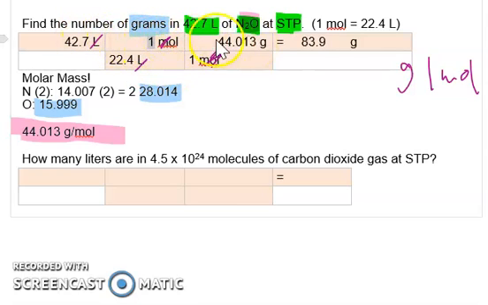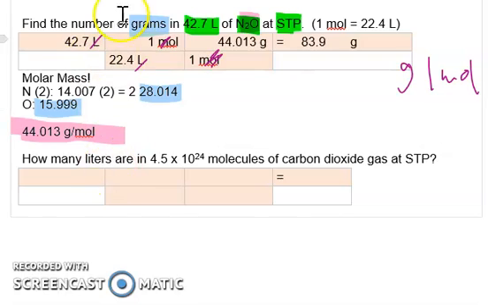If you're still thinking, well, why are you just ignoring the ones? Isn't this one next to each other and you should multiply them? Yes, you are absolutely correct. I am just ignoring the 1 because it won't change my answer. 42.7 times 1 is still 42.7. Times this number changes it. And then the same thing for the bottom. Why aren't you also dividing by 1? Because 1s don't change my answer. I can just ignore them. All right, so 42.7 times 44.013 divided by 22.4 is equal to 83.9 grams, and that's the unit that I wanted to begin with, grams.